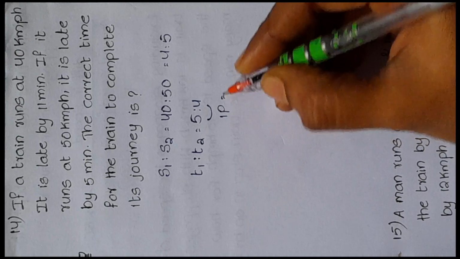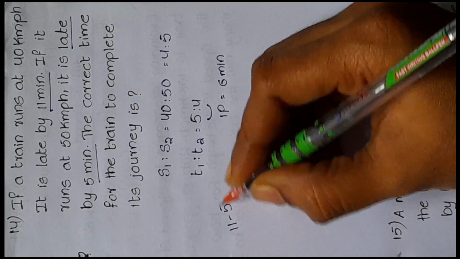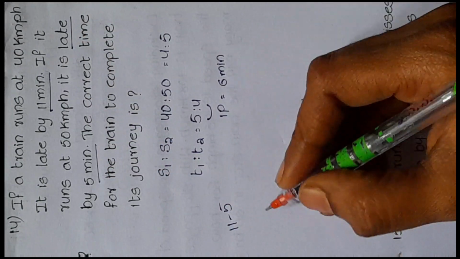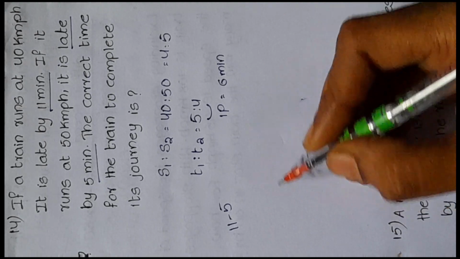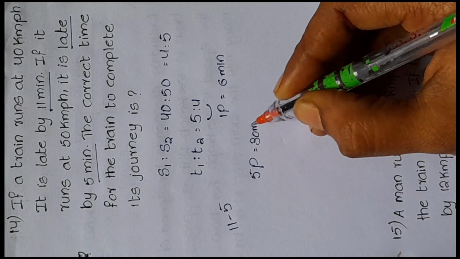Here one part is equal to 6 minutes, because in the first case it is late by 11 and in the second case it is late by 5. So 11 minus 5 is 6 minutes. That is, one part is equal to 6 minutes. Now we should find the correct time. We can take 5 parts is equal to 30 minutes.